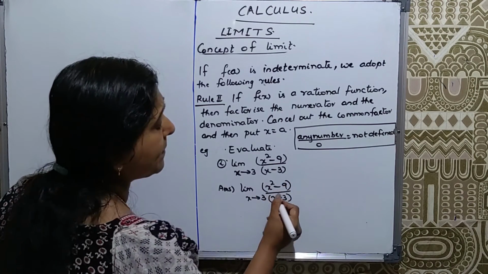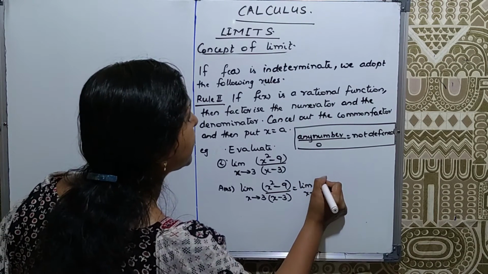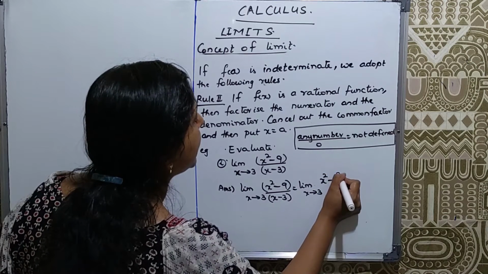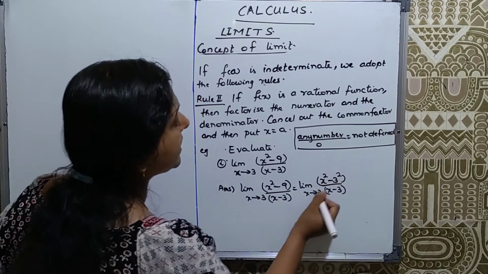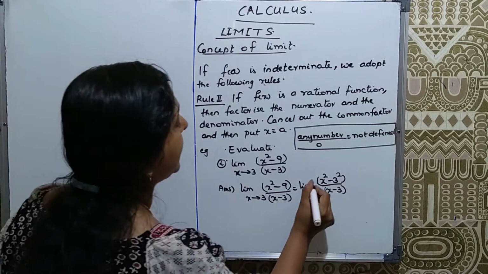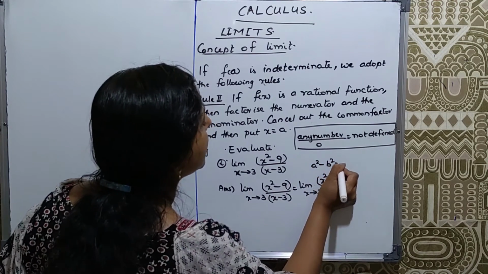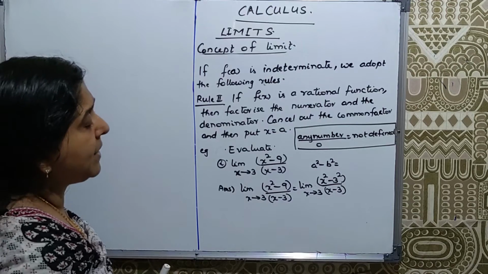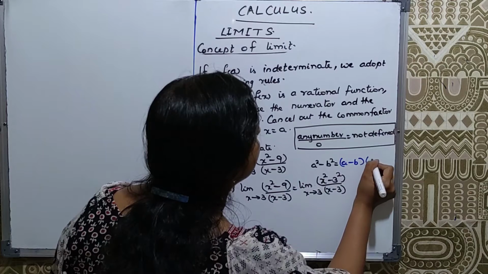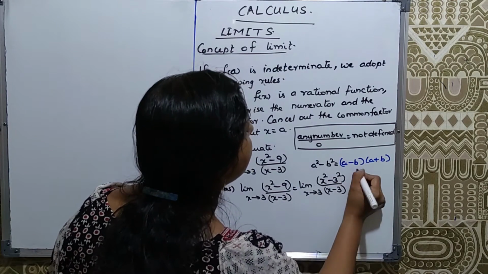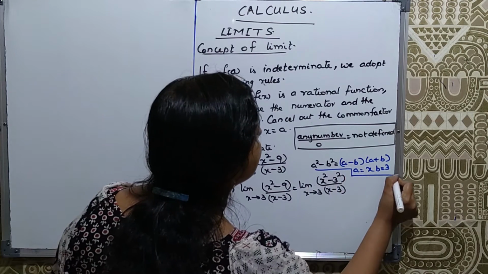We'll split x squared minus 9 as limit x tends to 3, x squared minus 3 squared divided by x minus 3. Now this numerator is of the form a squared minus b squared, so we'll apply the identity a minus b into a plus b. Here a will be x and b will be 3. So we'll substitute that value now.